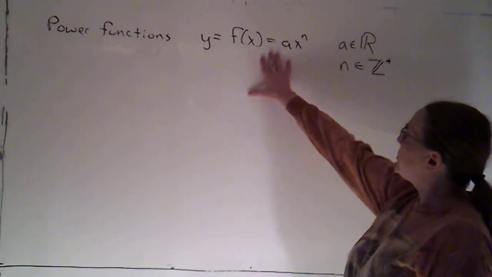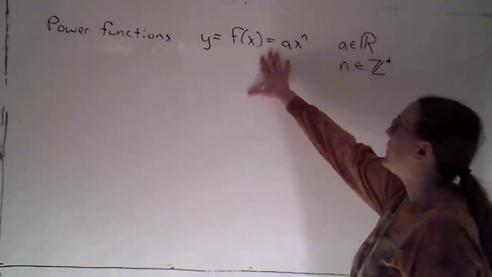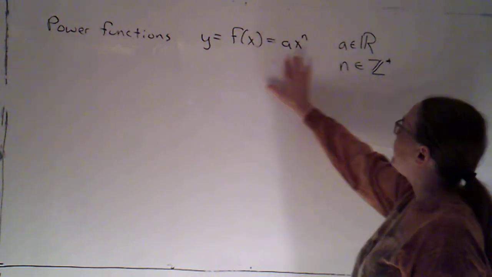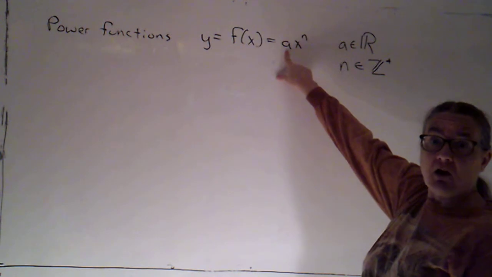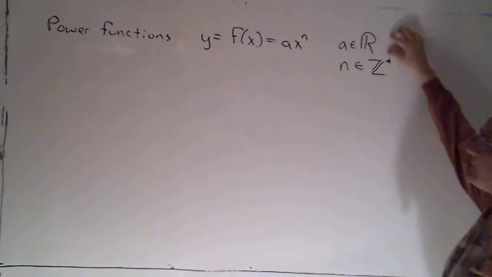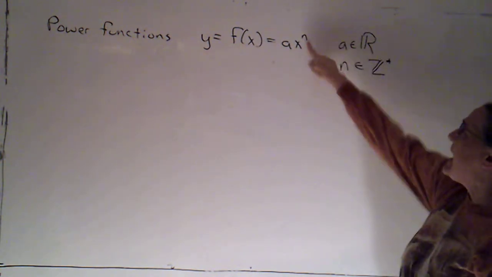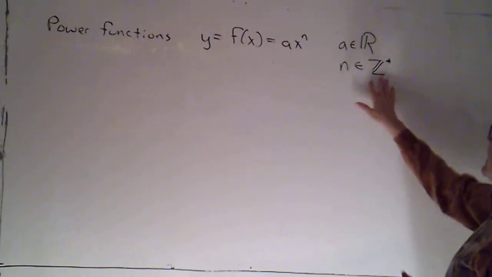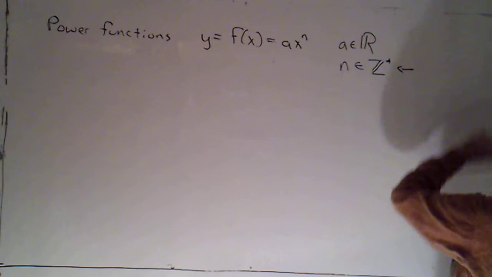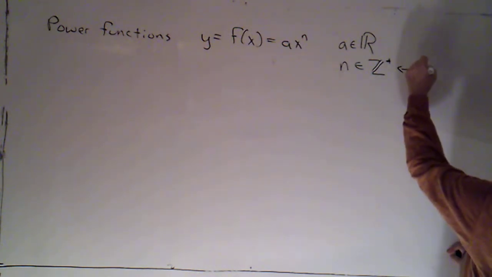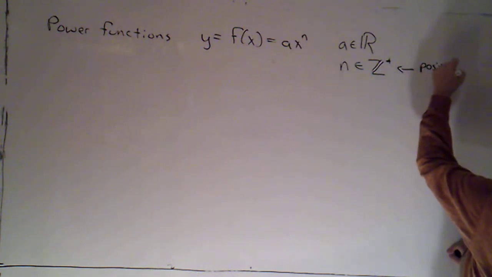So a power function is just a function of this form. y equals f of x is a multiple of x to the n. So a there, our coefficient, is allowed to be any real number. The exponent n is going to be a positive integer. So remember that fancy symbol Z means integers, with that superscript of plus, that just means positive integers.